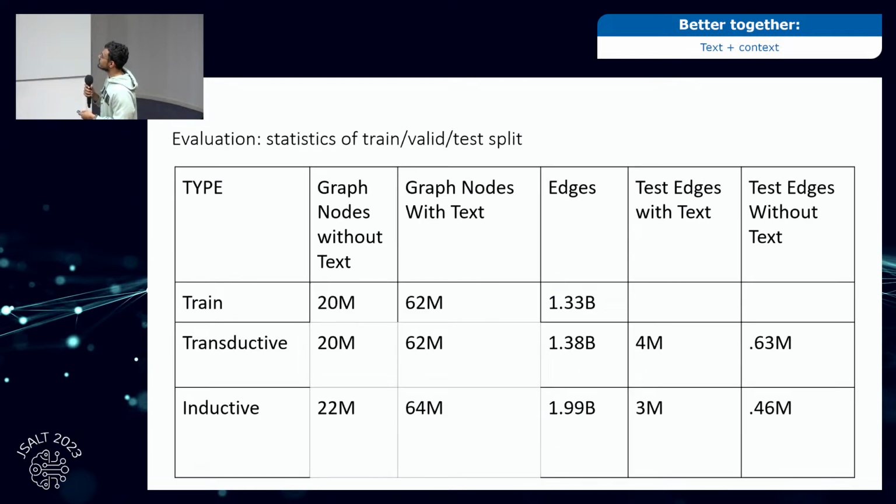And finally, some statistics of our data set. In this particular case, I've trained on a graph with 20 million nodes and around 1.3 billion edges, out of which it's 80 million nodes, out of which 20 million are without text and 60 million are with text. So that's around 25% of the papers have missing information. And in the inductive setting, the number of papers that are available increases because I'm seeing more papers. It's not that I'm predicting information for papers I've already seen during training time.